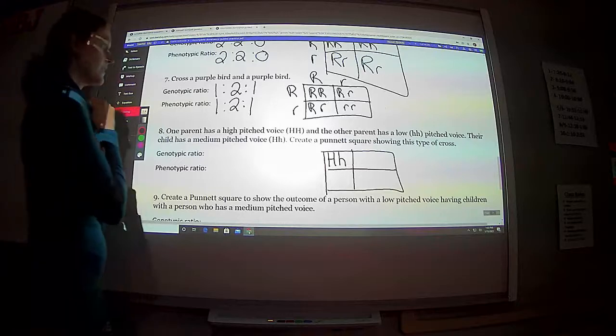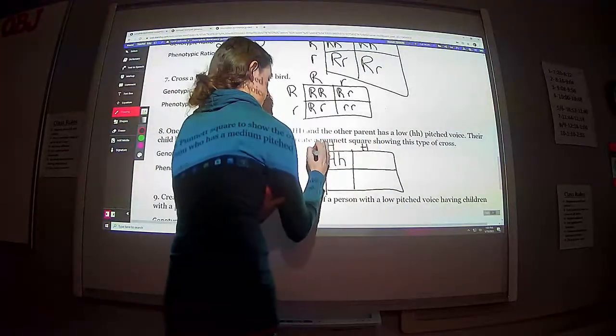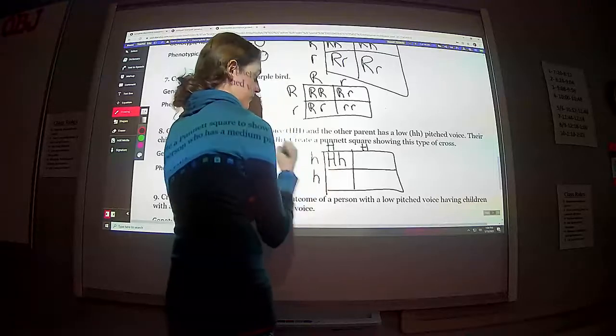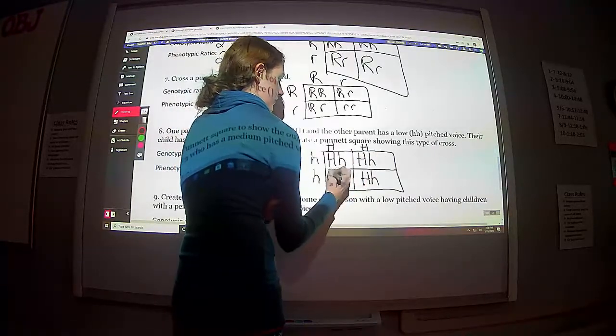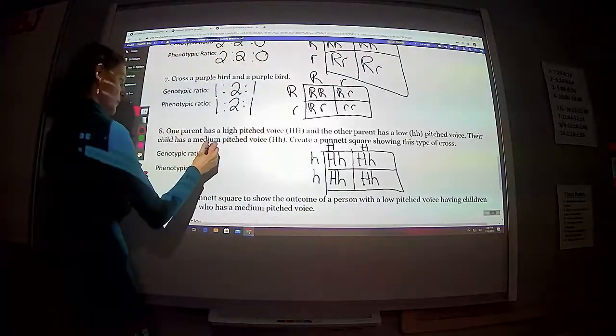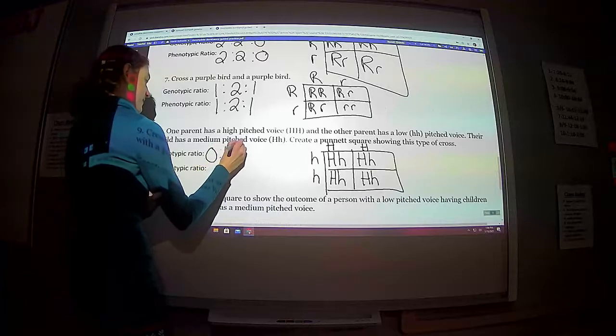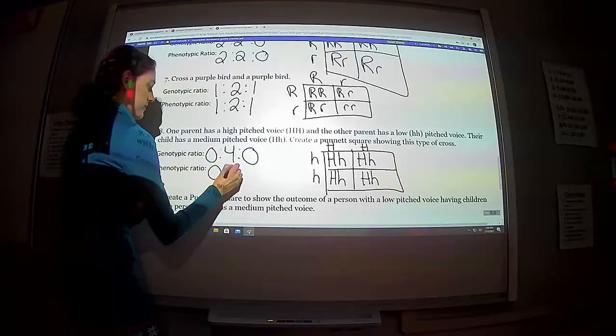The parent has a high-pitched voice. Another one has a low-pitched voice. So that means that all of their children are going to have a medium-pitched voice, which probably is for the best. A nice combination of both parents.